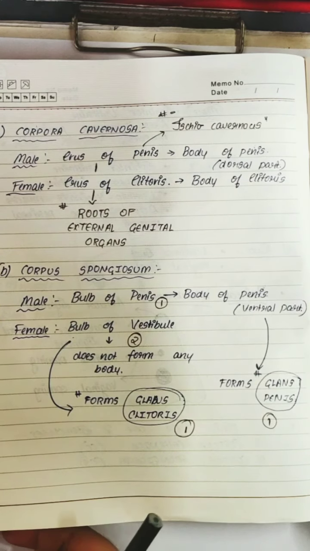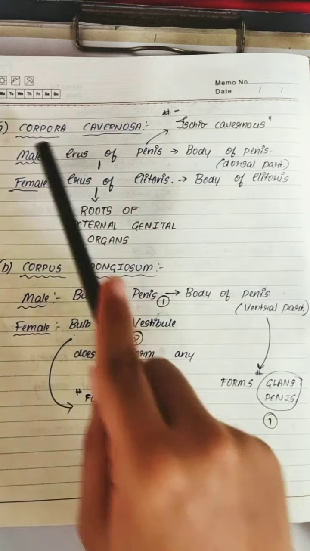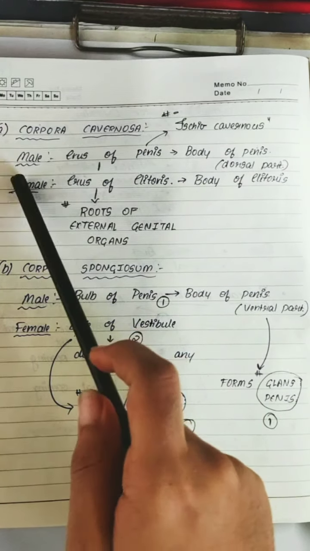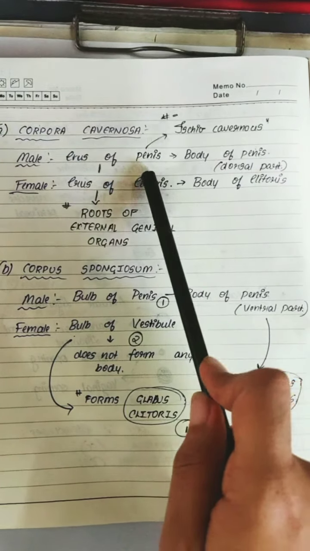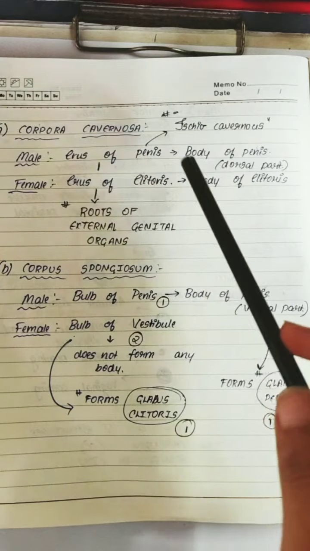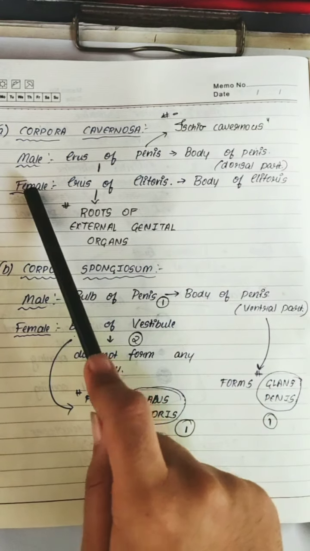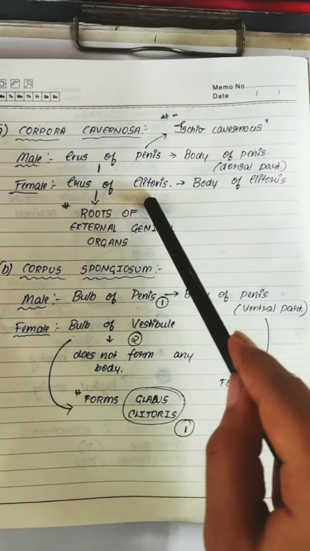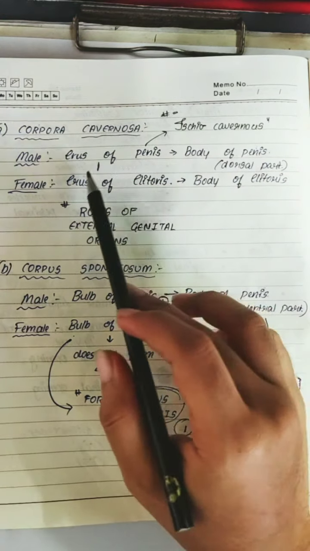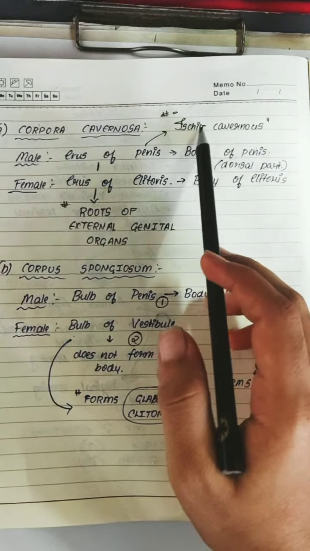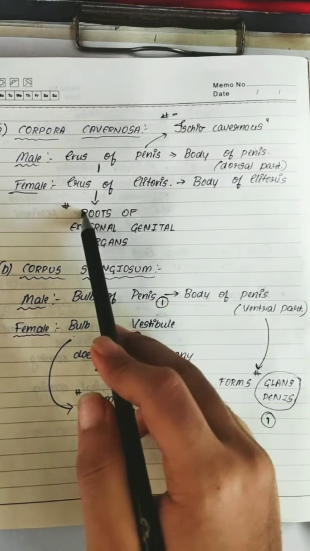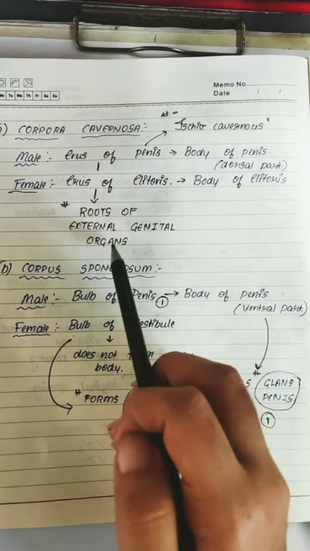So first I'll be explaining the theory and then go with the diagram. Corpus cavernosa. In male, it is made up of the crus of penis, which continues further as the body of penis. In female, the crus of clitoris continues as the body of clitoris. So crus of penis is also called the ischiocavernosus, whereas the roots or the crus of clitoris are also known as the roots of external genital organ.